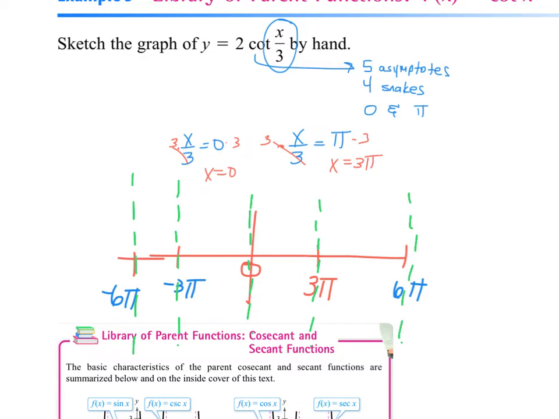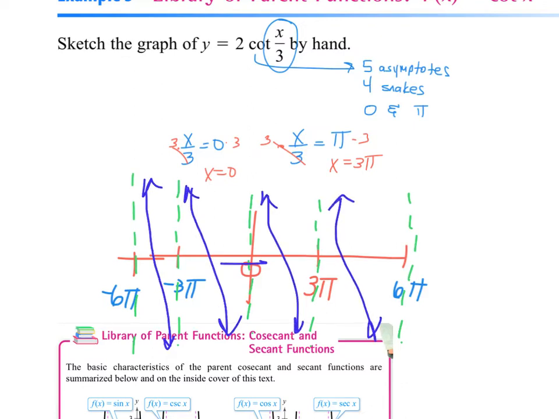And since it's cotangent, how do I draw my squiggle? The other way. We're going to go decreasing. So again, guys, it needs to be in between the asymptotes. Don't touch them. Does not have to be perfect, but something like that.